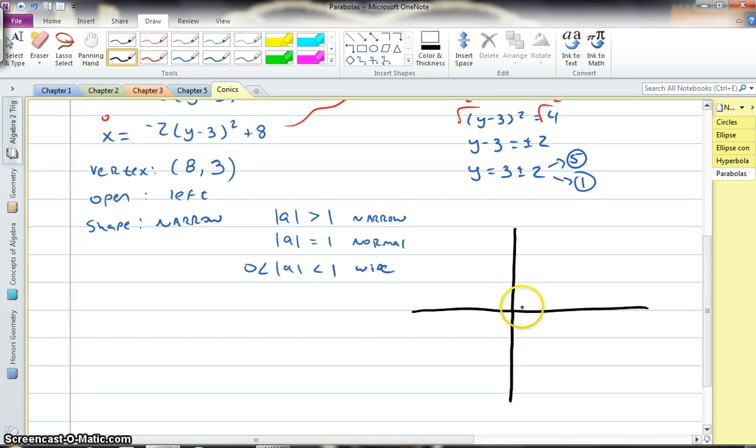Now we need quite a bit of tick marks here. 1, 2, 3, 4, 5, 6, 7, 8, 9, 10. 2, 3, 4, 5, 6, 7, 8, 9, 10. 2, 3, 4, 5, 6, 7, 8, 9, 10.